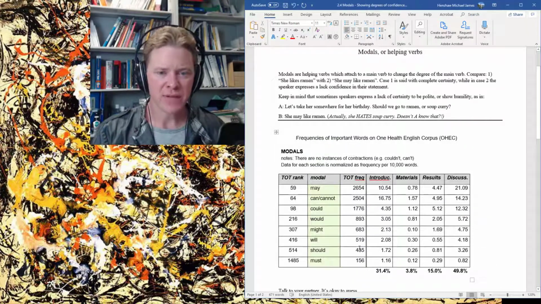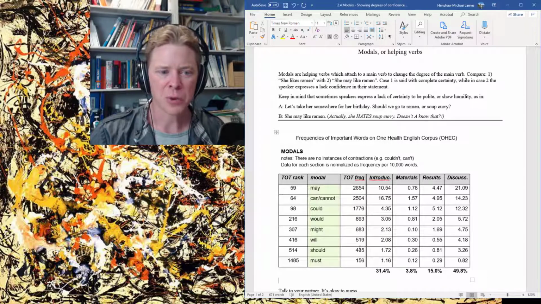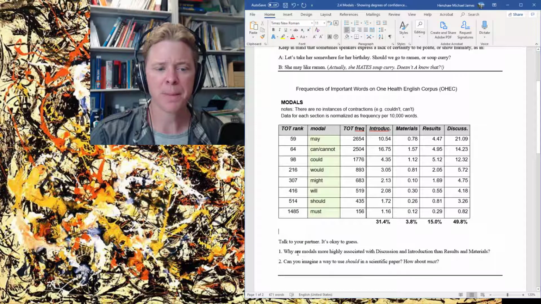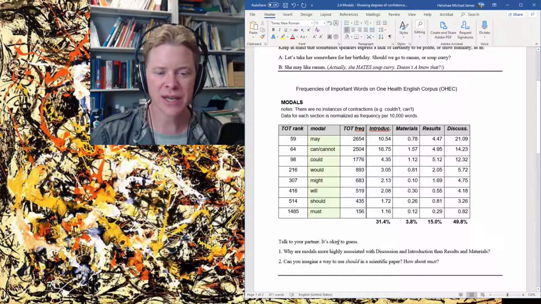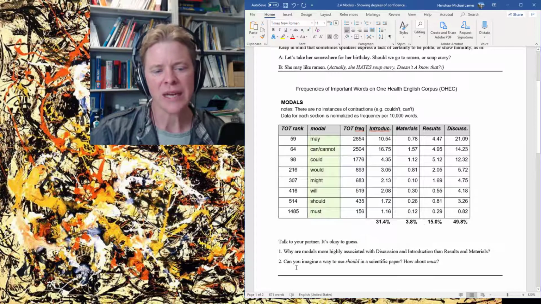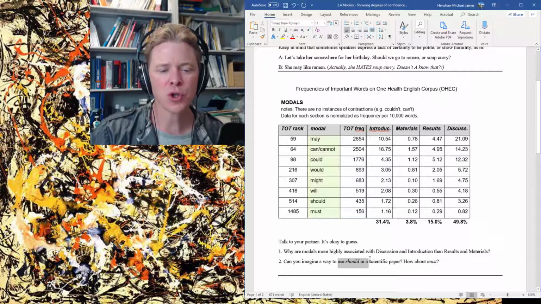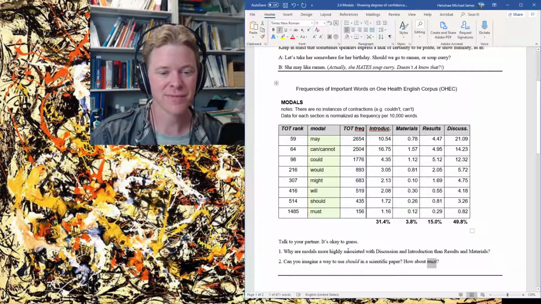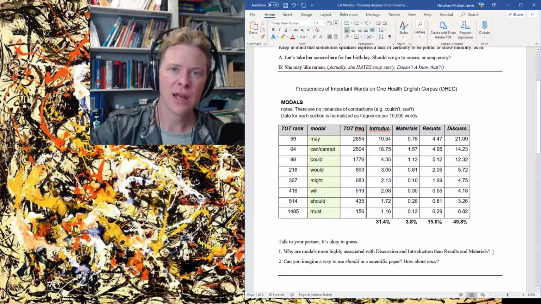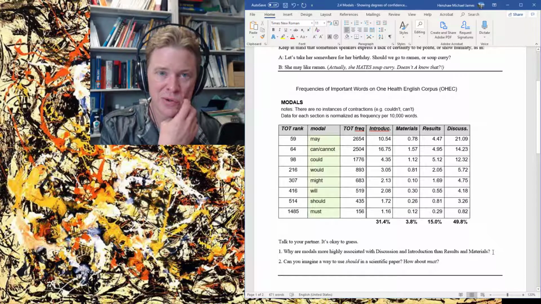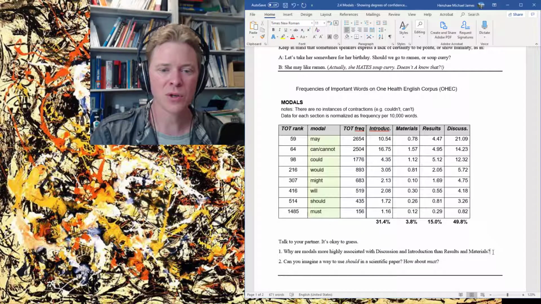Okay, based on what I've said, I'd like to turn over some classwork to you. Here's question number 1. Why are modals more highly associated with discussion and introduction than results and materials? It's totally okay to guess. And number 2, can you imagine a way to use should in a scientific paper? And how about must? Please write your answers on this document and repost it to the Google Drive.